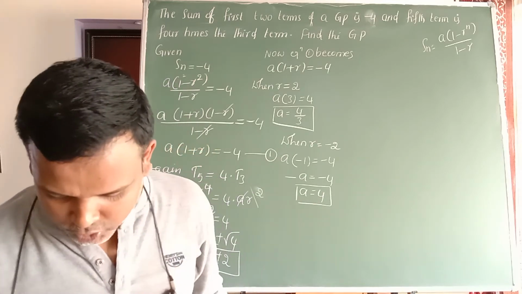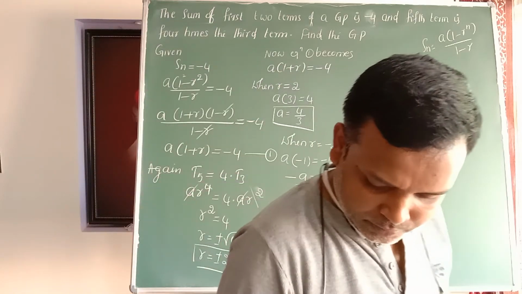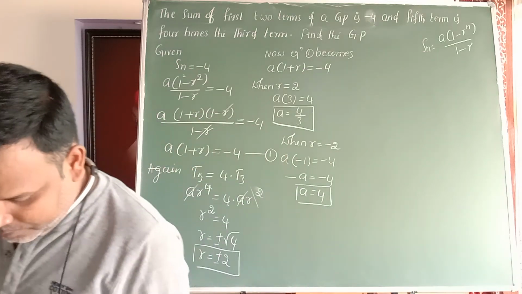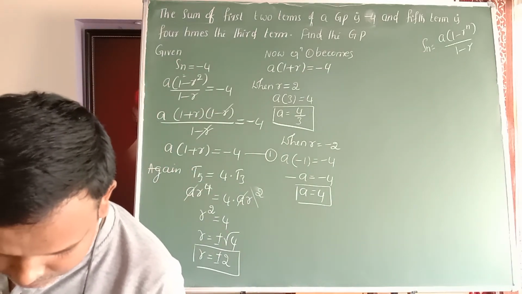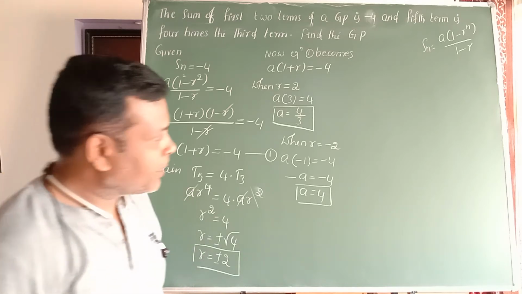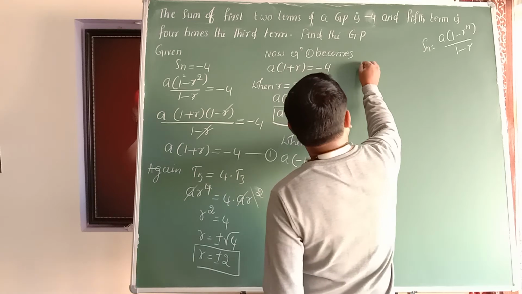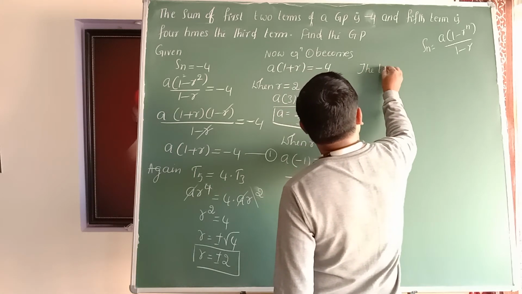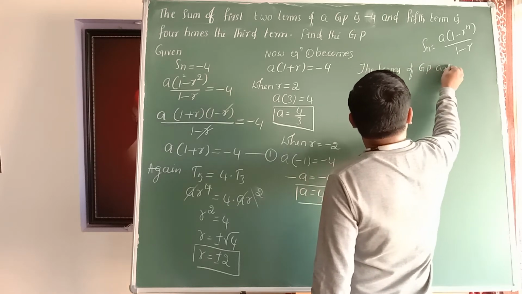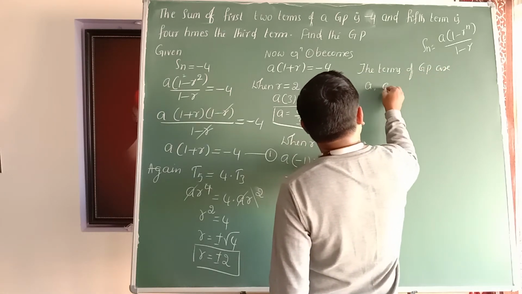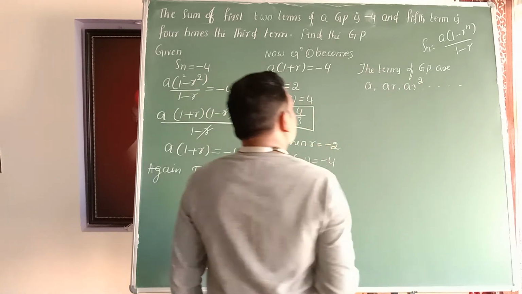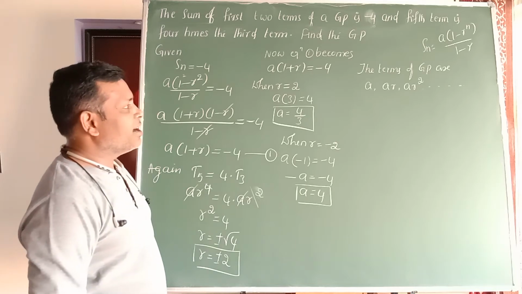Now we have to find out the terms of the GP. What are the terms here? I can take them as a, ar, ar square, and so on like this. But we want the values of a and r there.